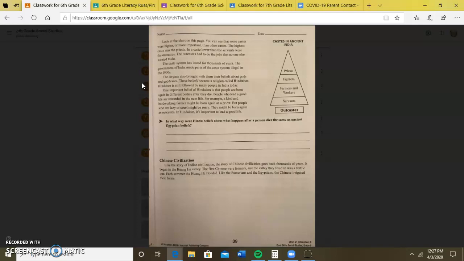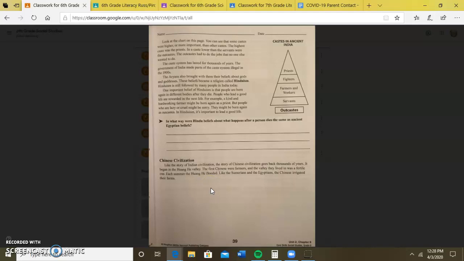Checkpoint. In what way were Hindu beliefs about what happens after a person dies the same as ancient Egyptian beliefs? How are they the same? Are Hindu beliefs the same as Egyptian beliefs? Pause the video, write it down, and then you can go back and answer it in the document on Google Docs.